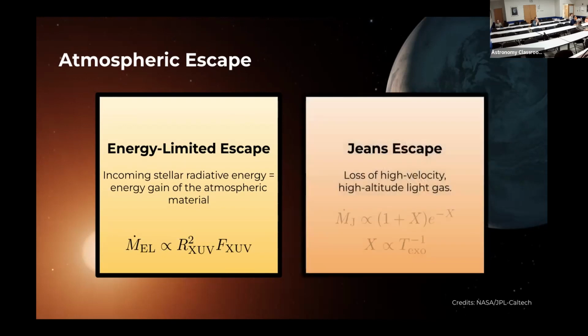So we were like, okay, we can try to make it a little bit more detailed. Jeans escape is just the loss of high-velocity, high-altitude, light atmospheric constituents. So we implemented it for a simple CO2 atmosphere, which we think can get split up into different things like oxygen, ions, and that kind of stuff. How much can be lost from this Jeans escape? What it depends on is the exospheric temperature. That's where the exosphere is, where things can be lost by Jeans escape.